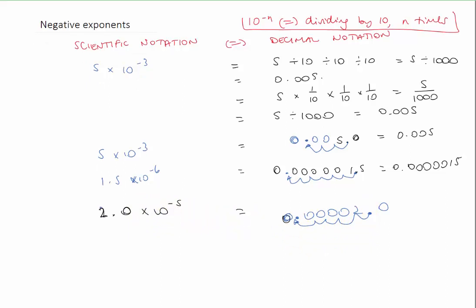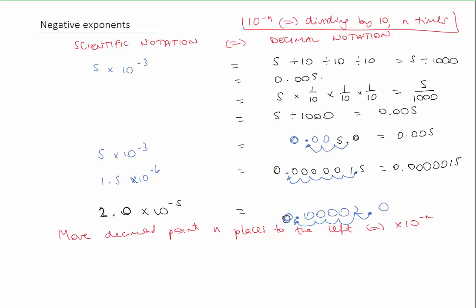And so we can say that the general rule is that if you move the decimal point n places to the left, that is equivalent to saying times 10 to the minus n.